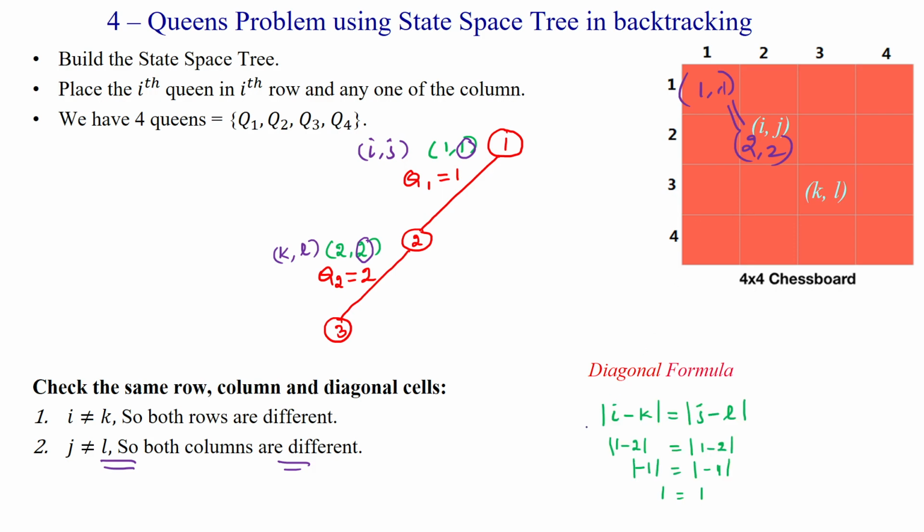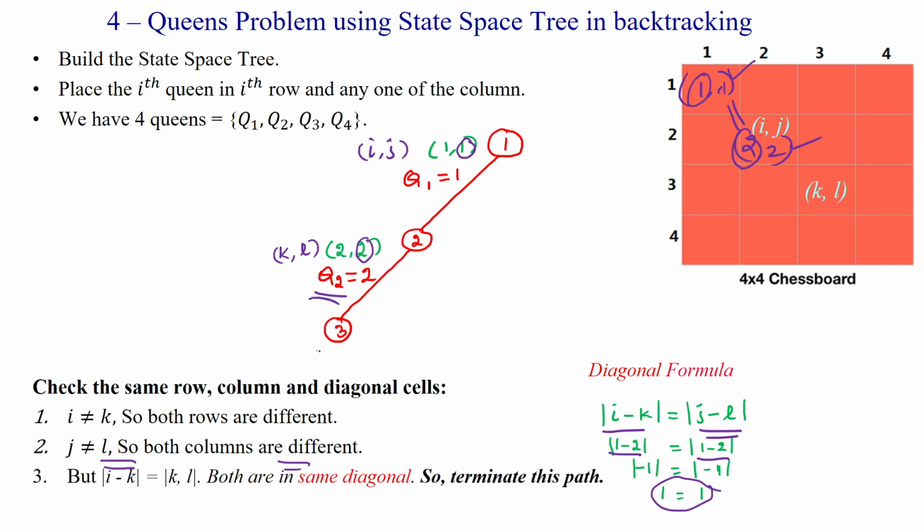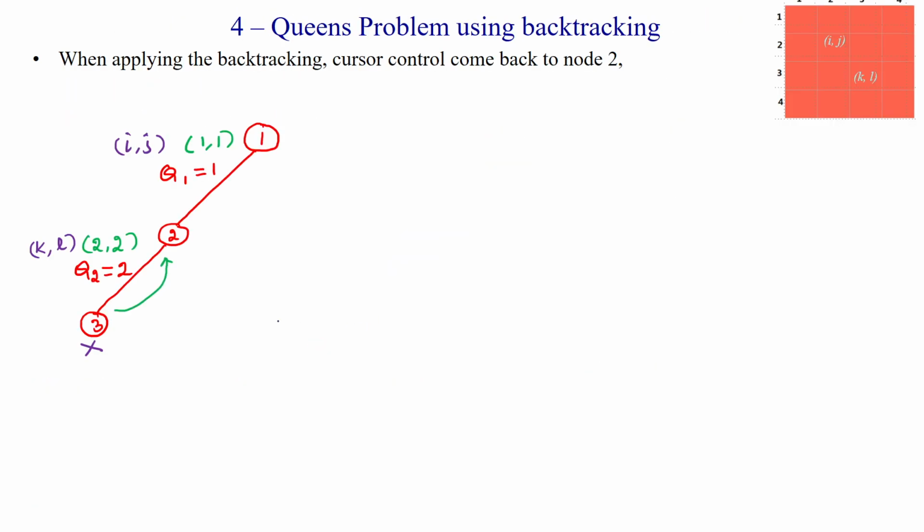So what is the formula? i minus k equal to j minus l. Both values are substituted here: i is 1, k is 2, and j is 1, l is 2. When you substitute, both are equal, so we can say both queens are in the same diagonal. So here we cannot place queen 2 in the second column. Then we have to terminate this path, and apply backtracking. So we have to go back to node number 2.